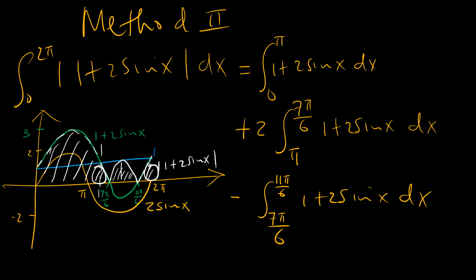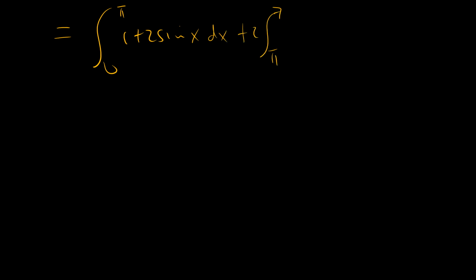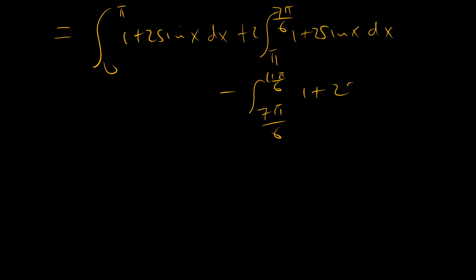So that's how our problem would be. So let's continue. Let's see how we may be able to solve that. So we've said that our problem now is the integral from 0 to pi of 1 plus 2 sine x, plus twice the integral from pi to 7 pi over 6 of 1 plus 2 sine x, minus the integral from 7 pi over 6 to 11 pi over 6 of 1 plus 2 sine x.